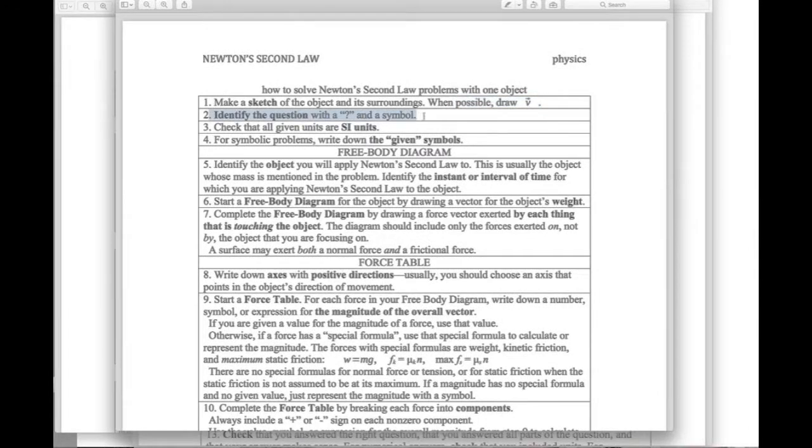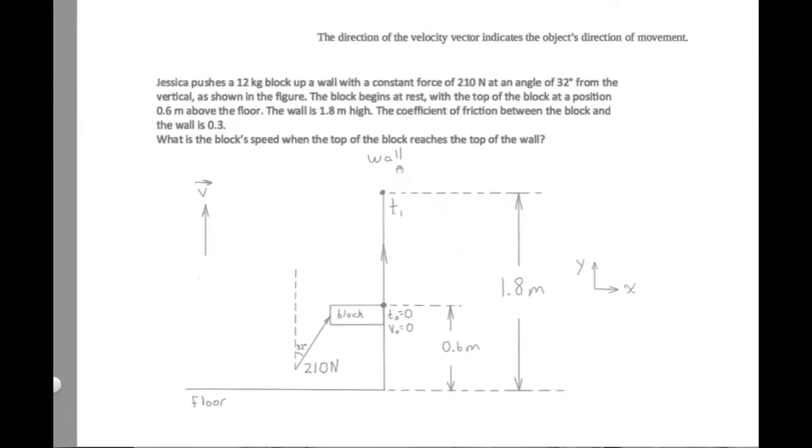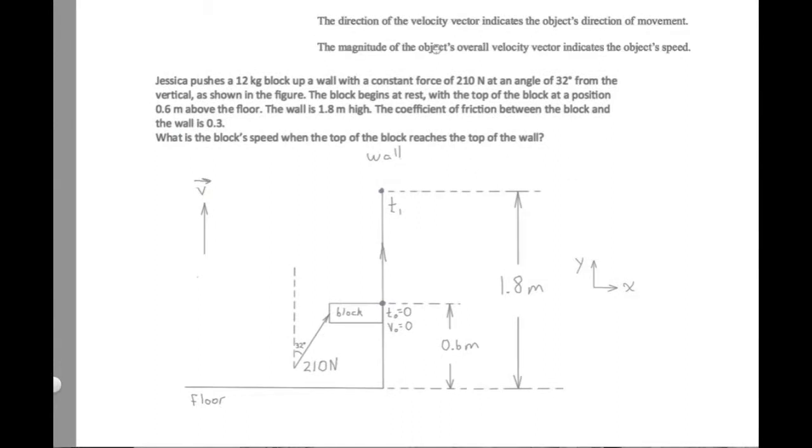All right, we should identify the question with a question mark and a symbol. And let's actually build that into the sketch if we can. Now the question refers to the block's speed. Now that's a technical term in physics. You should be familiar with the idea that the speed is the magnitude of the overall velocity vector. So I'm going to write down a question mark, and we want to find the correct symbol. Well, we're trying to find the magnitude of the velocity vector. That's the speed.